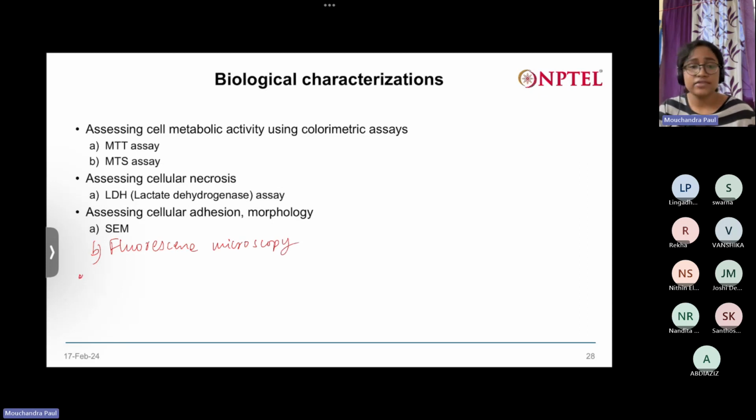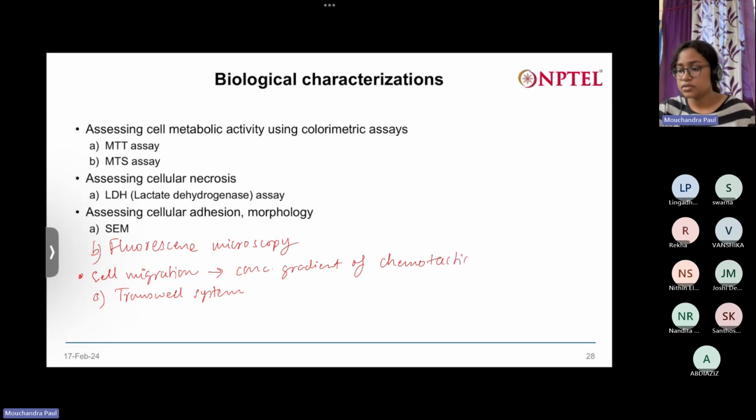Then another thing that we assess is cell migration. There are various ways to understand whether the cells on our biomaterial surface are able to migrate or not. We can use transwell systems. Cell migration always happens in response to a concentration gradient of a chemotactic agent.